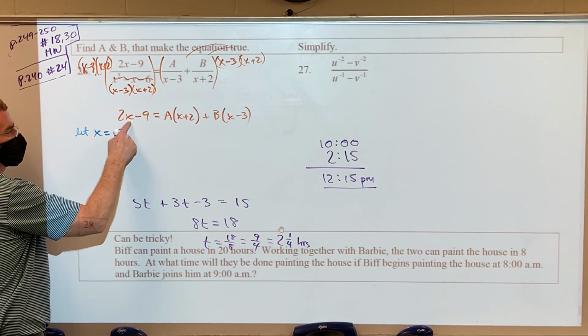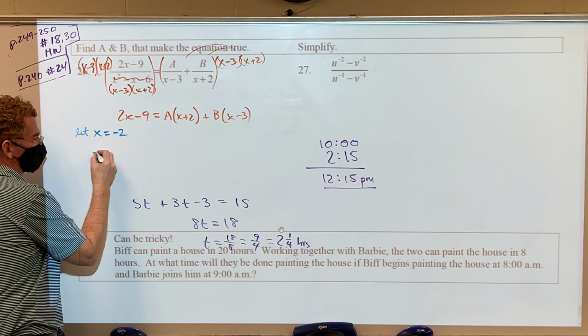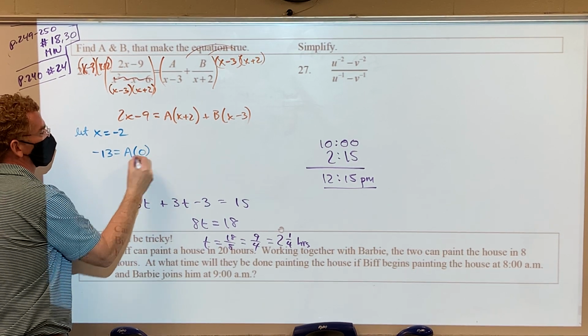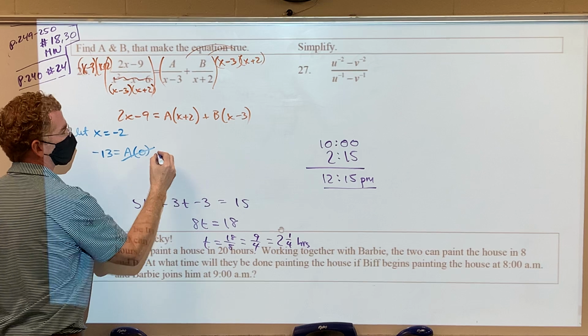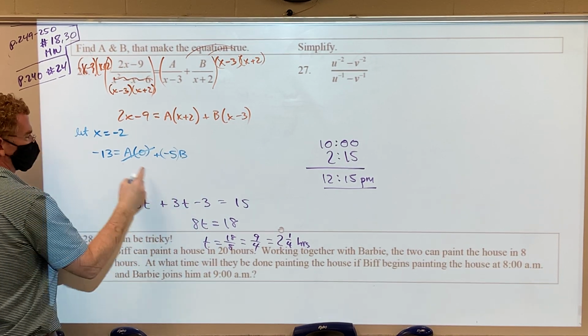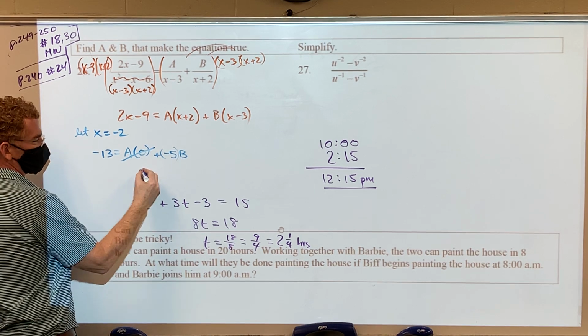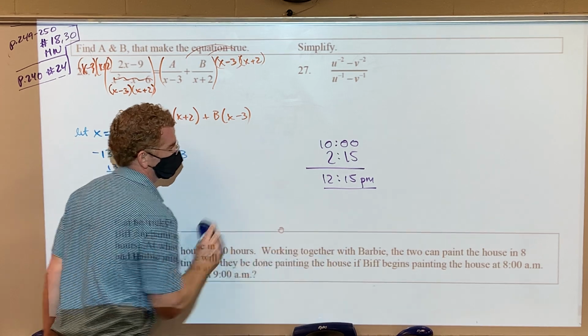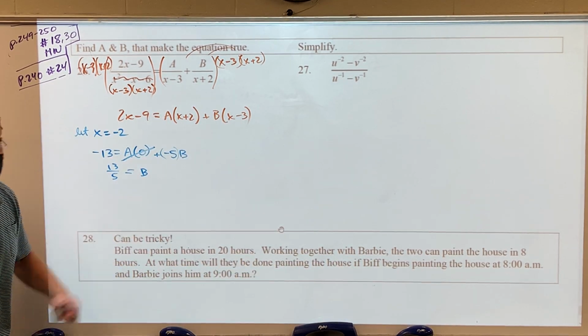So check it out. -2 there gives me -4 minus 9. -2 there makes the a go away. Great. -2 there gives me -5b, right? So if -13 equals -5b, b equals 13/5. I've got my b value.